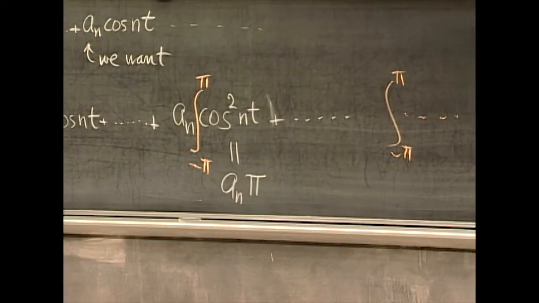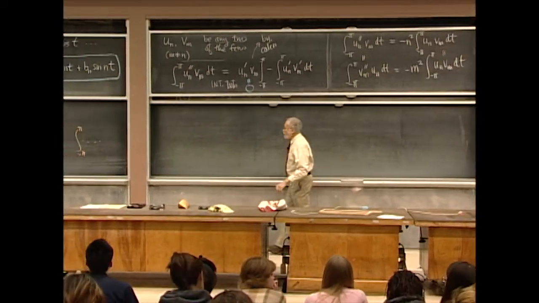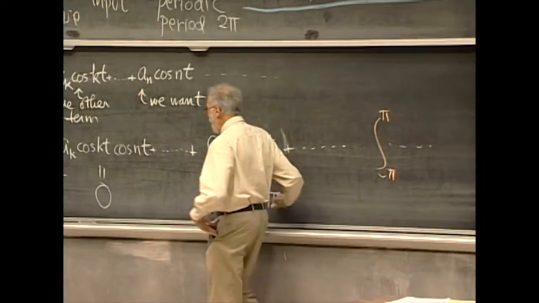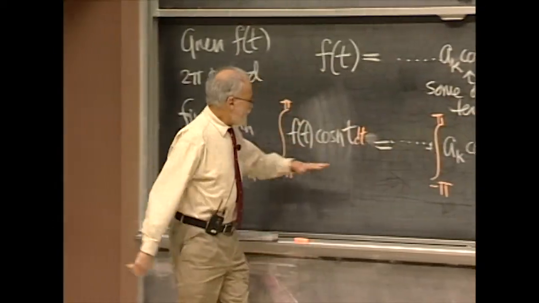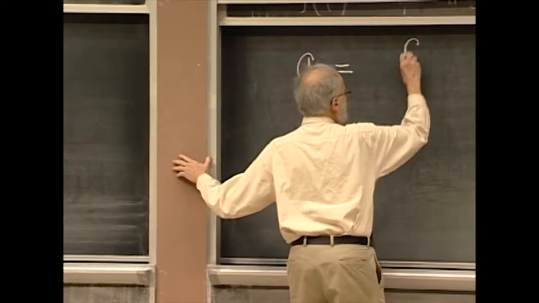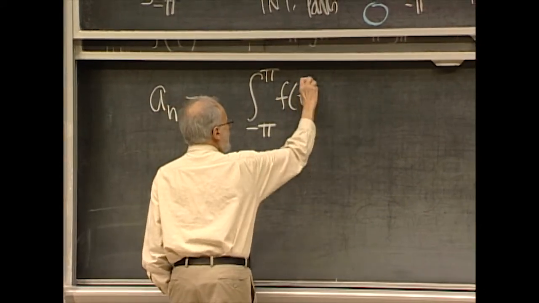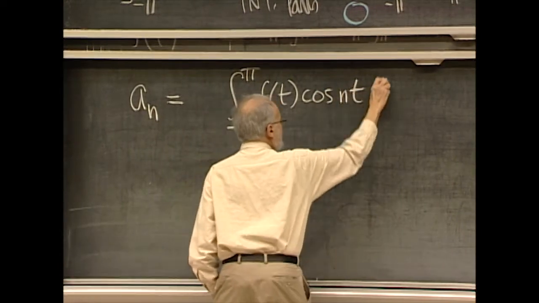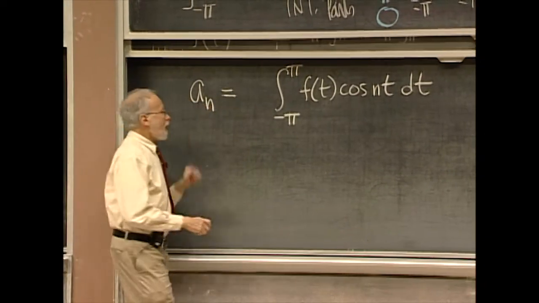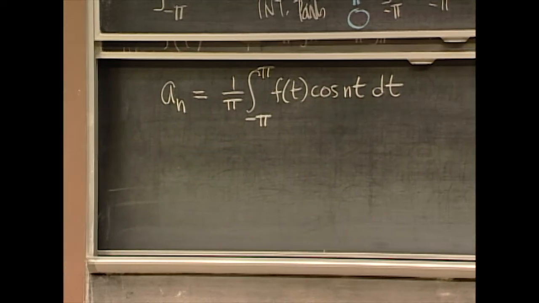And so the end result is that we get a formula for an. What is an? Well, an times pi. All these terms are 0, and nothing is left but this left-hand side. And therefore, an times pi is the integral from negative pi to pi of f of t times cosine nt dt. But that's an times pi. Therefore, if I want just an, I have to divide it by pi. And that's the formula for the coefficient an.